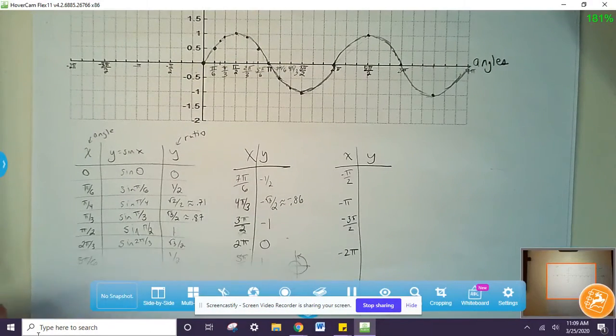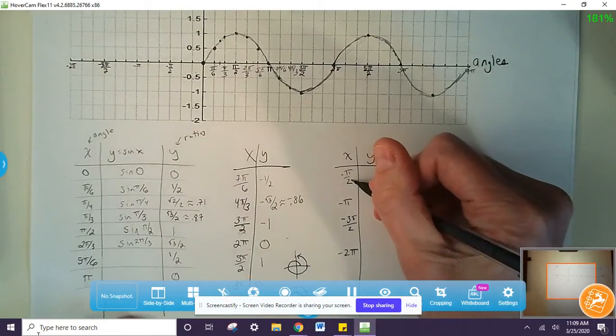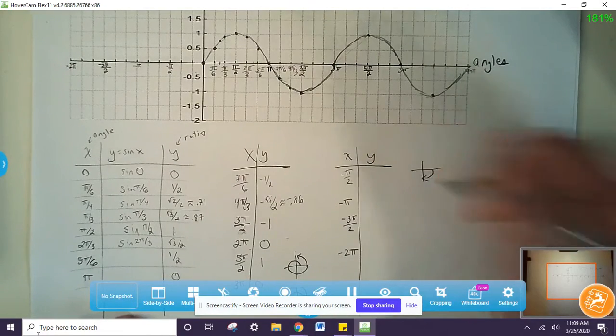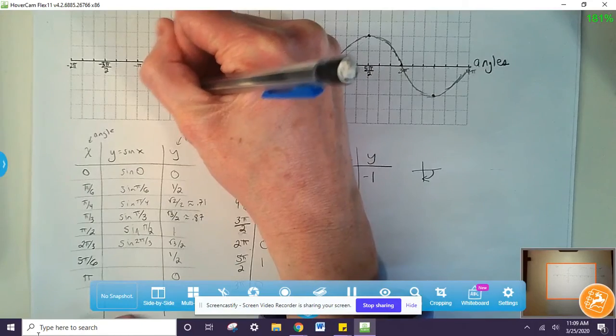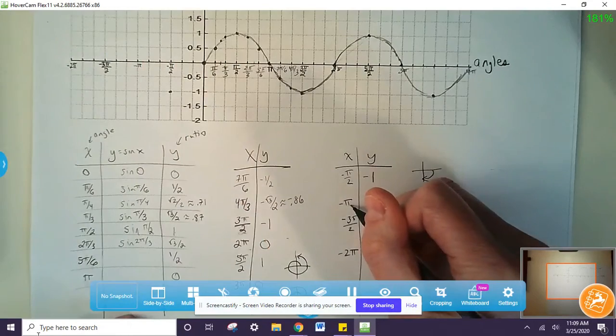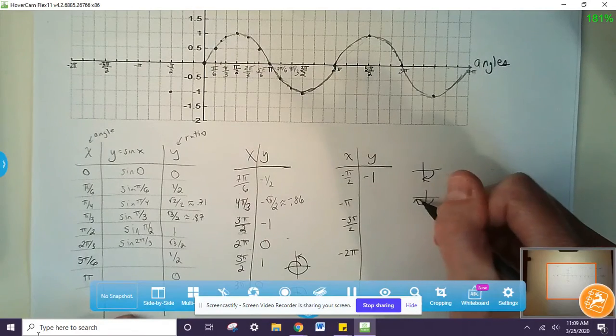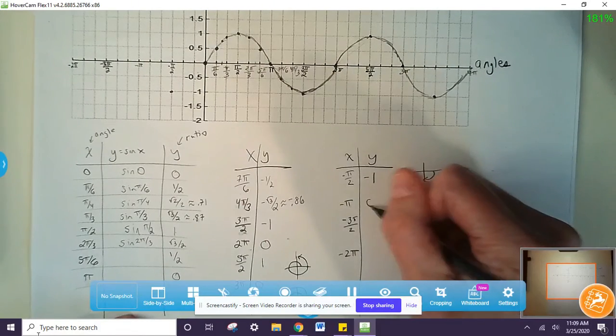Absolutely. So what we want to do now is look at the unit circle, think about negative pi over 2, and the y-coordinate there would be -1. Look at your unit circle, think of negative pi. The y-coordinate at that point is 0.